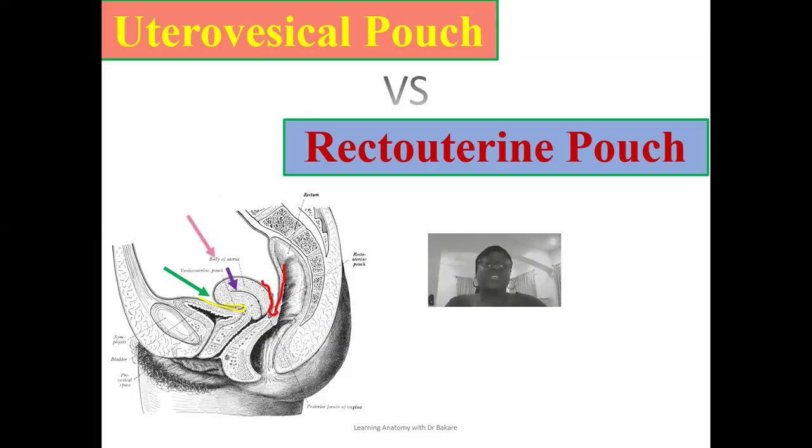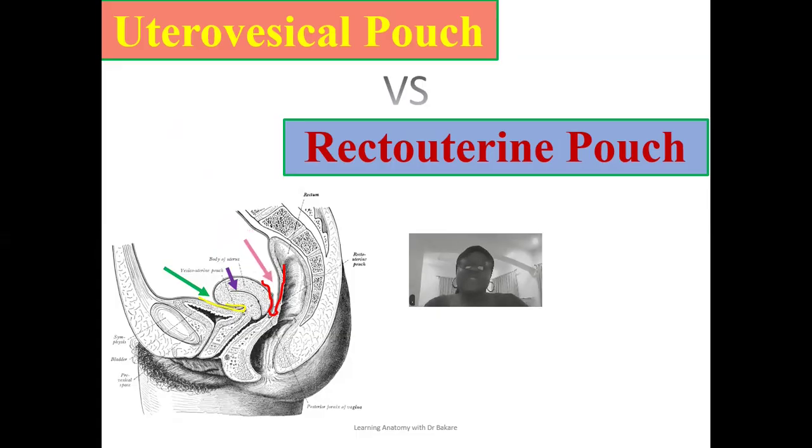If you go more posteriorly, behind the uterus, is where we have the rectouterine pouch. This rectouterine pouch is a space or recess that is located between the rectum and also the uterus. And this is why it is so named the rectouterine pouch. Recto from rectum and uterine from the uterus.